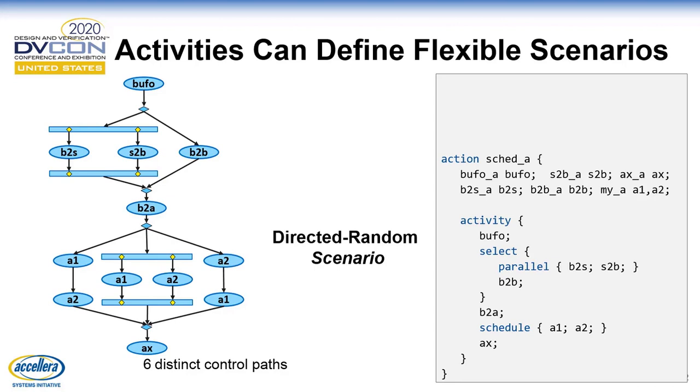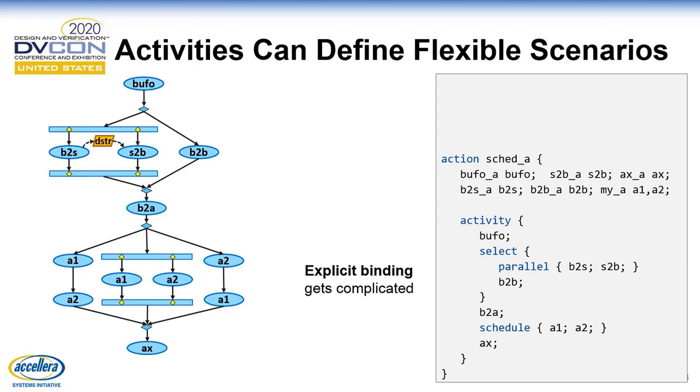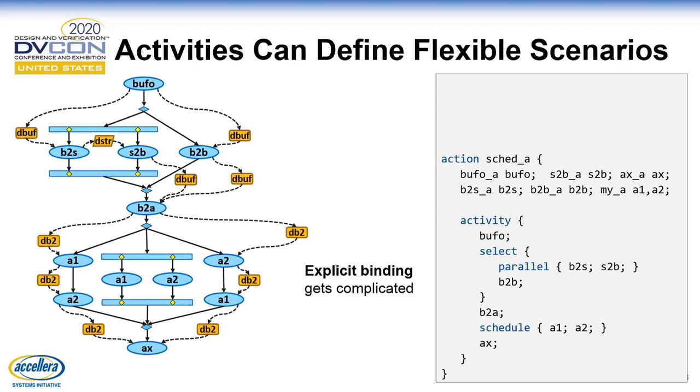But now we have this idea that from a defined set of behaviors, there are now an additional number of possible scenarios that are valid solutions to that activity graph. Now, when you start getting into things like this, trying to explicitly bind flow objects from one action to another gets pretty complicated.